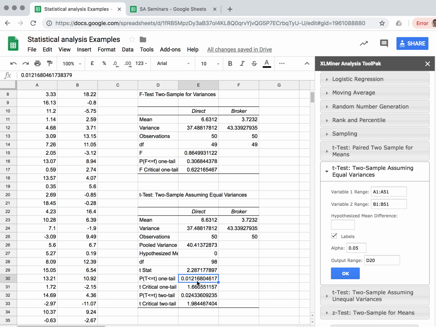So the conclusion here could be, since this is lower than our usual threshold of 5%, we can write it here, less than 0.05. So we can conclude that we have proven that buying shares directly is superior to buying them through brokers. This concludes this example.